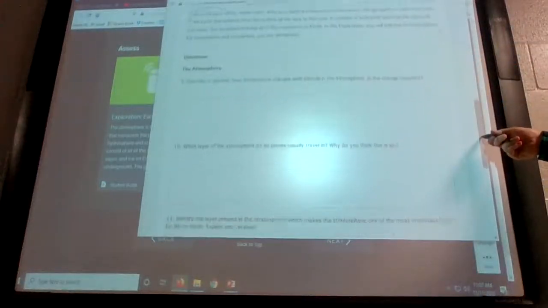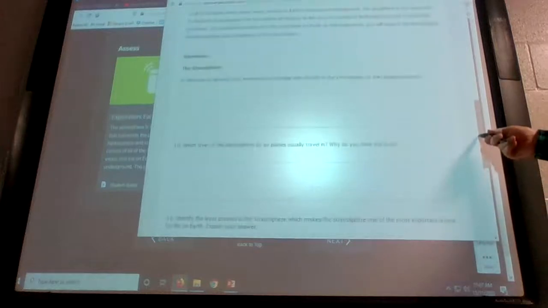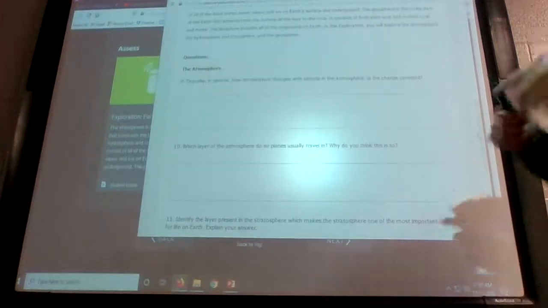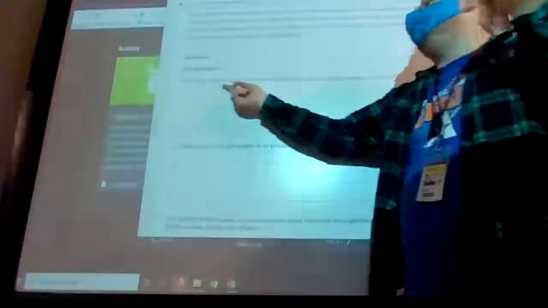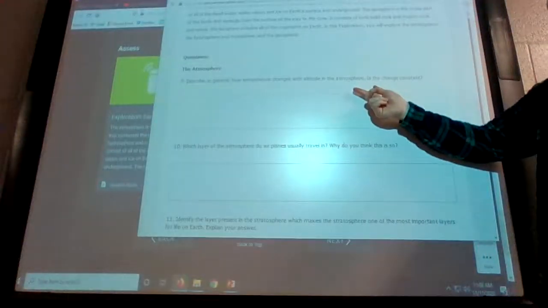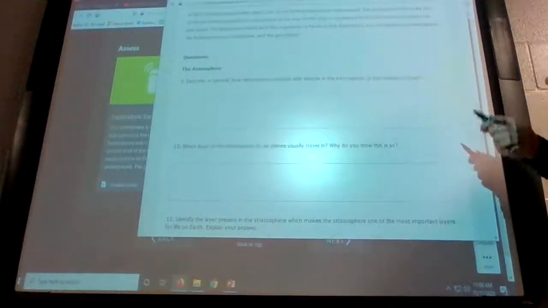All right. So now last couple ones, 9, 10, 11, 12. This is about the atmosphere. So number 9, describe in general how temperature changes with altitude in the atmosphere. Is the change constant?